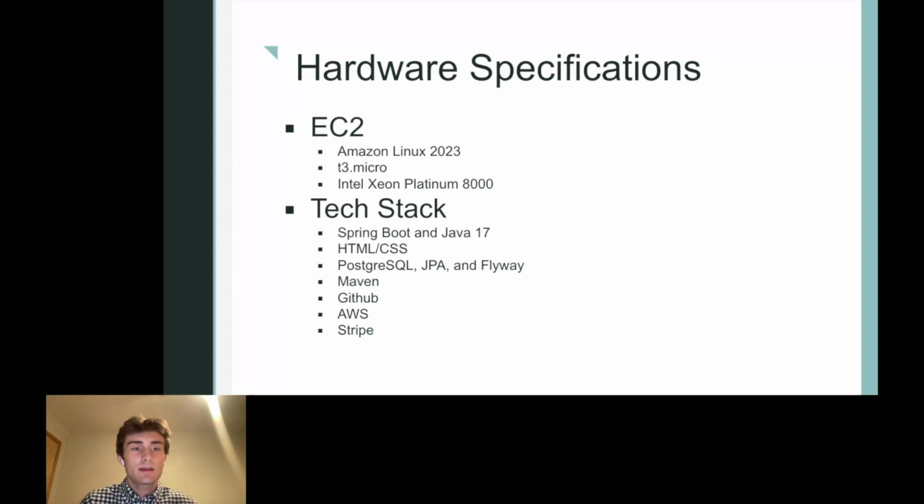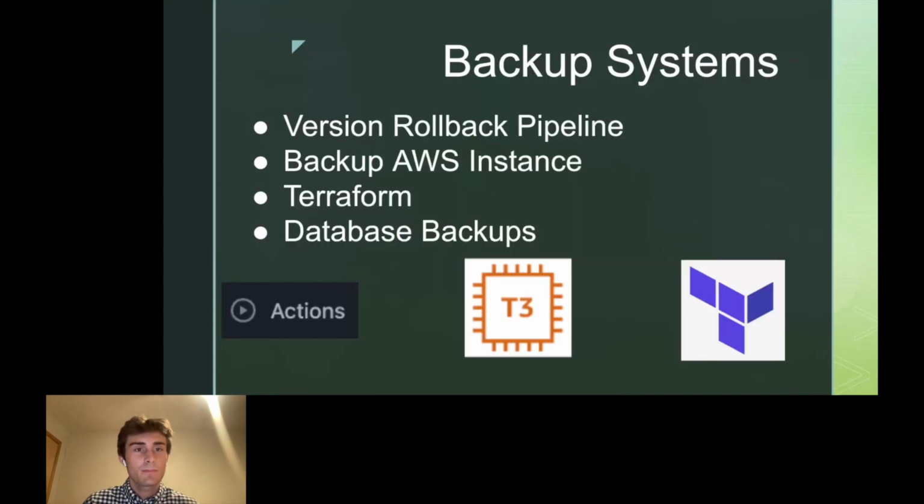So our tech stack includes Java 17, the Spring Boot framework, which is handling all of our MVC functionality, vanilla HTML and CSS, PostgreSQL, JPA, and Flyway for database migrations. Maven is our build tool and dependency management tool of choice. GitHub is hosting our source code and our pipelines. AWS is our cloud provider, and Stripe is our payment validation service.